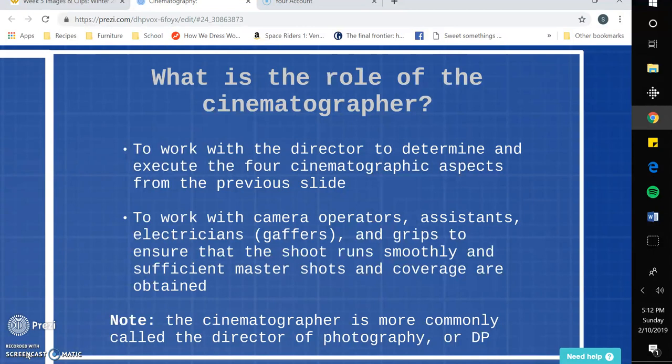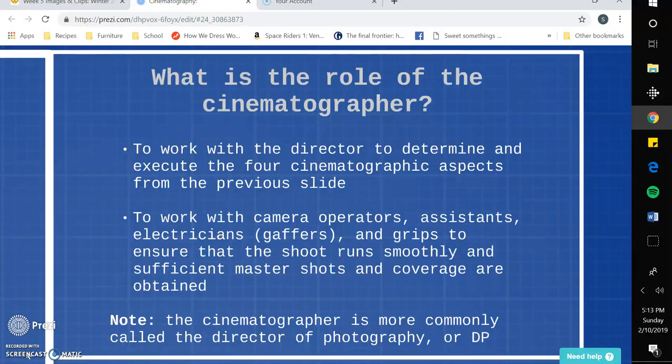The role of the cinematographer or the DP is to work with the film's director to determine those four aspects of cinematography: the photographic properties, the framing, the speed and duration, and the special effects. Now, they also work as a unit head with the camera operators, the assistants, the electricians, and the grips to make sure that the shoot runs smoothly and that a sufficient number of master shots and coverage shots are obtained.